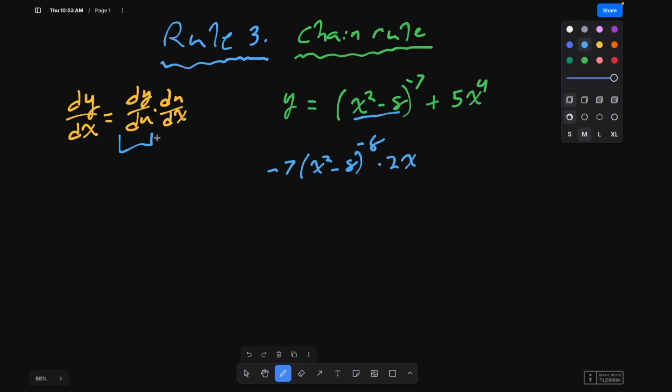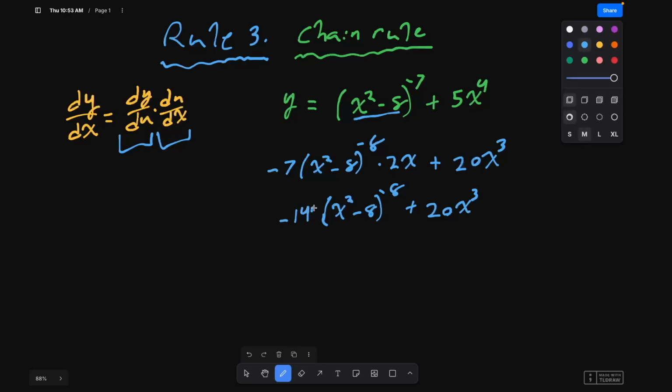And now we completed the chain rule for this term. Then we have plus the derivative of 5x to the 4th. Pretty straightforward. Bring down the 4. It's going to be 20x cubed. We can simplify a little bit and bring this 2x to the front, multiply it by the negative 7, and get negative 14 times x squared minus 8 to the negative 8, and then plus 20x cubed. And I forgot the x here.